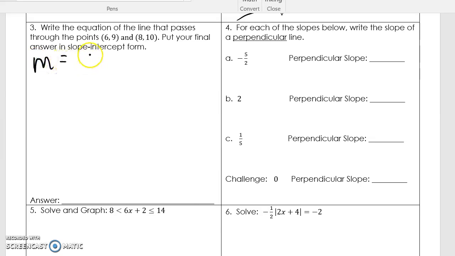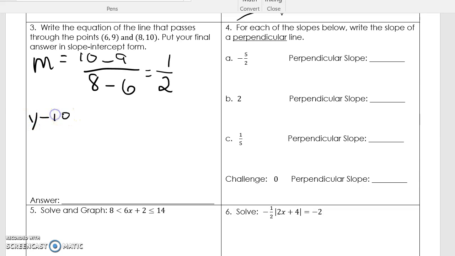M is equal to y2 minus y1 over x2 minus x1. So you have 1/2 as your slope. If your slope is 1/2, you can take either point, it doesn't matter which one you take, and plug it into point slope form. You can't plug it into slope-intercept because you don't have an intercept. An intercept would need to be 0, something, and you don't have that. So let's pick the point 8, 10. So y minus 10 is equal to 1/2, and then x minus 8.